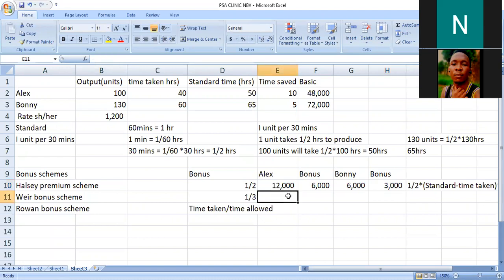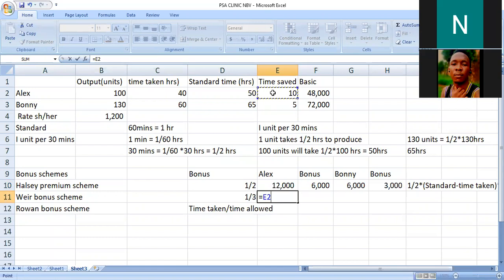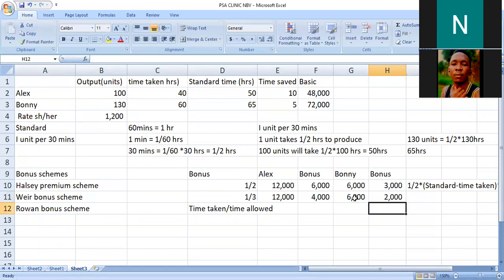All right, so let's look at the next one. For this one we're saying it's a third, nothing has changed really. This very time saved thing still applies. You have time saved, which is 10, as far as Alex is concerned. What was the rate? It is 1,200. So apply that with the fraction, it is a third. Hence, a third times what you're supposed to get is what you'll get. For Bonnie, it's the same: time saved, which is 5, then 1,200, and you take just a third of the amount. So that is their bonus.